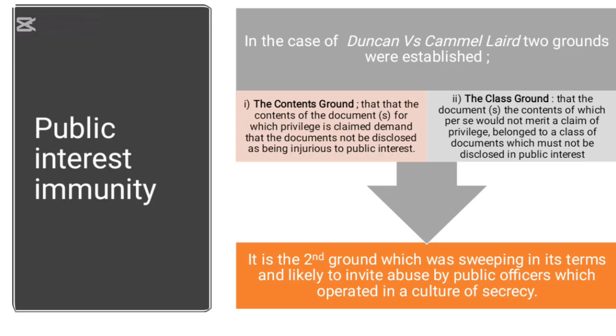And we also have the case of Duncan versus Cammell Laird. This case established two grounds in relation to public interest immunity. The first is the content ground, that the contents of the document for which the privilege is claimed demand that the document not be disclosed as being injurious to the public interest. And the second is the class ground. This ground states that the class of document, the contents of which per se would not merit a claim of privilege, belongs to a class of documents which must not be disclosed in the public interest.